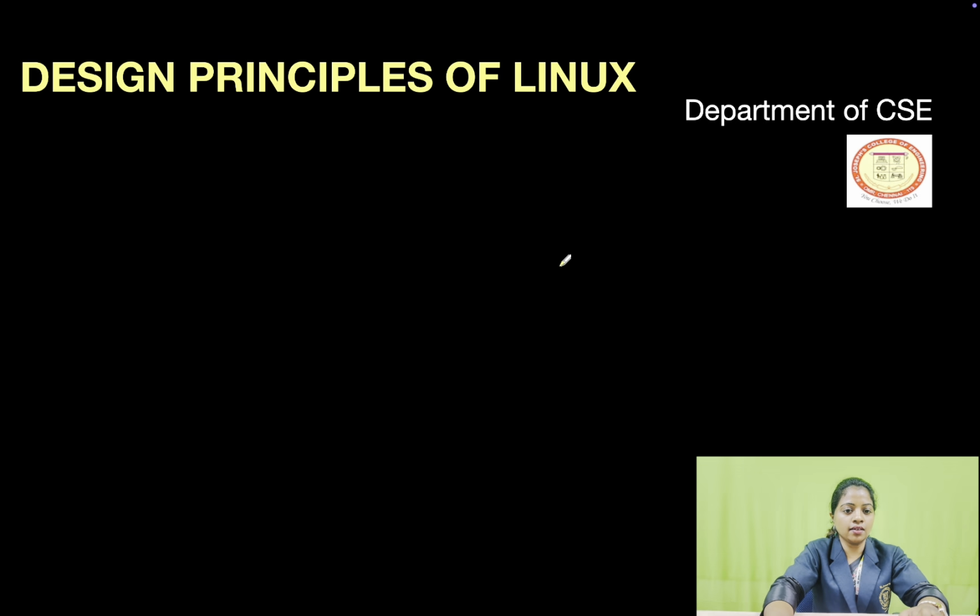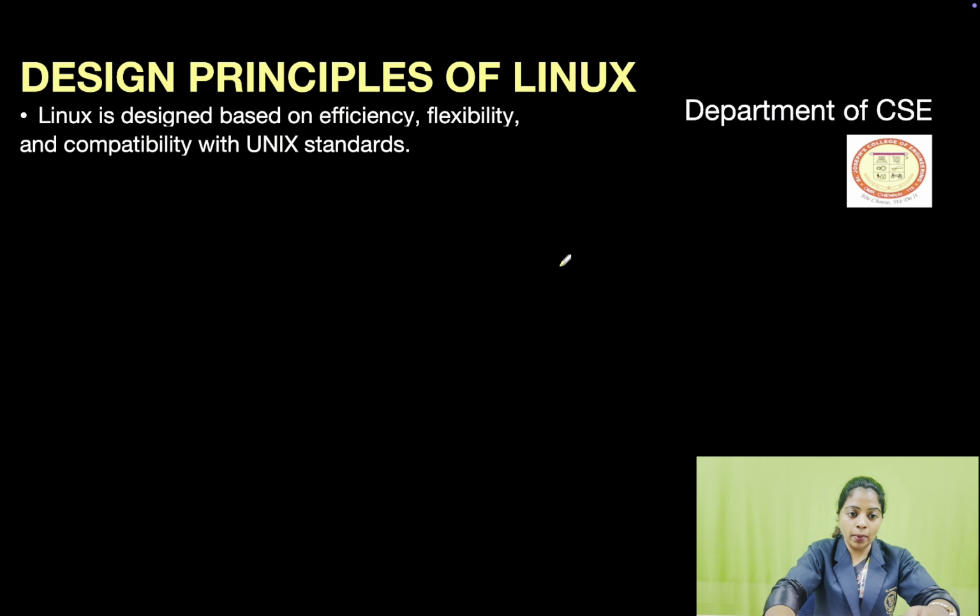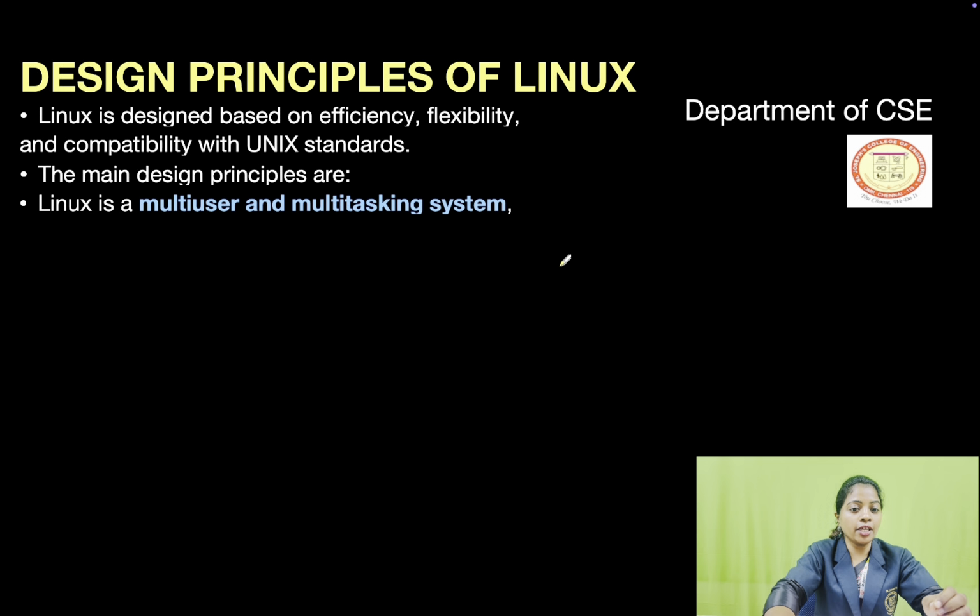Next we can see the topic design principles of Linux. Linux is designed based on efficiency, flexibility and compatibility with Unix standards. The main design principle is that Linux is a multi-user and multitasking system. It supports multiple users in the sense that many users can use the system at the same time, and multiple processes can run at the same time.